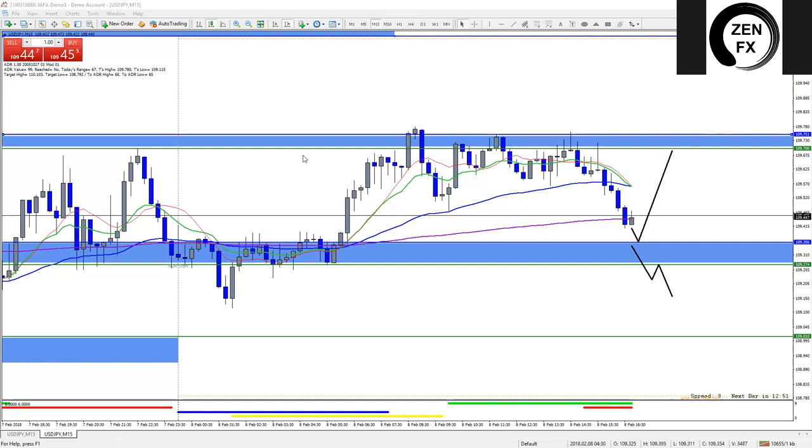We will see how this plays out later today. We're starting to get kind of a rejection off the 200 already. So trade your plan, your trade, other way around, obviously. But you know the deal.